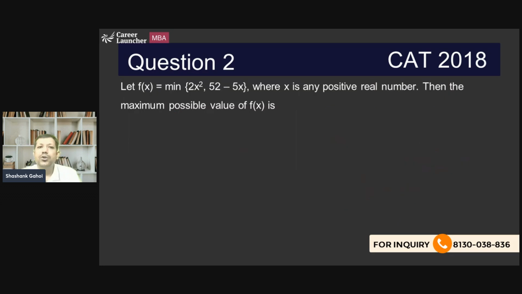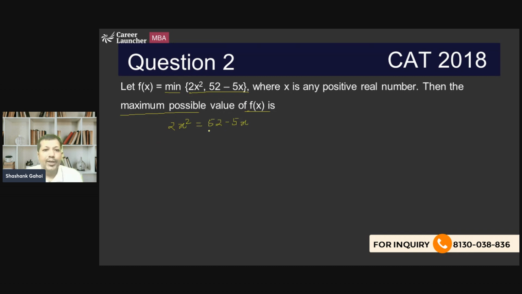If f(x) is equal to the minimum of something, this is the minimum function. We have discussed it, and the question is talking about the maximum value of the minimum function. So it is talking about the value of f(x). First of all, how are we going to solve it? I'm just going to put both the values equal. So 2x square is equal to 52 minus 5x.